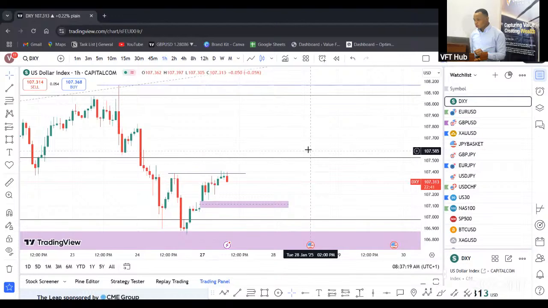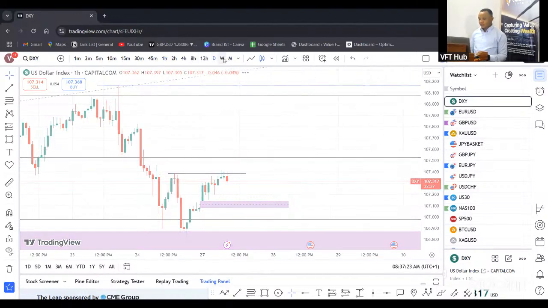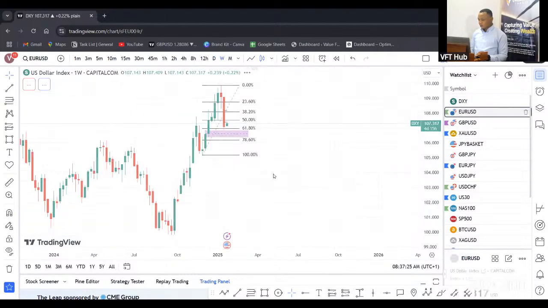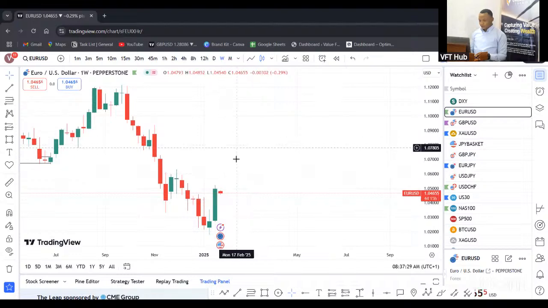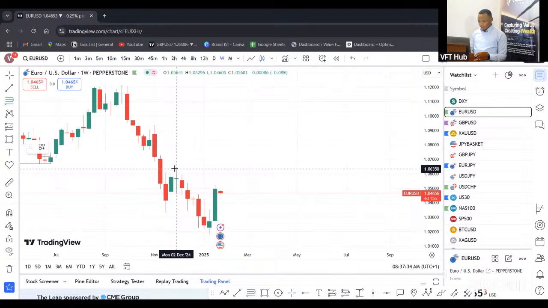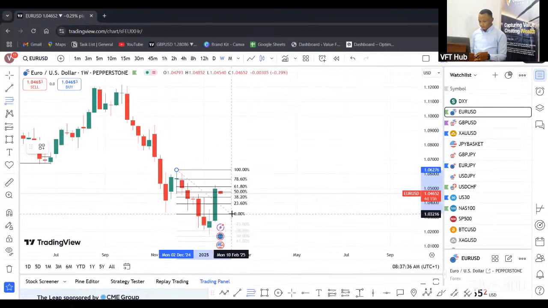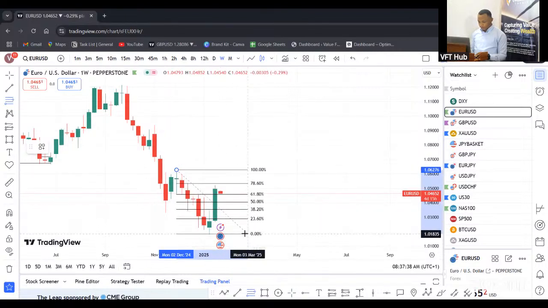Now let's go over to Euro USD, starting off, of course, with the weekly time frame. Now, if you look at Euro USD on the weekly time frame, you can see that we've had some decent retracements from where price is. So look at this level from here all the way back here. You see that we're having a very decent retracement on the sell trend.